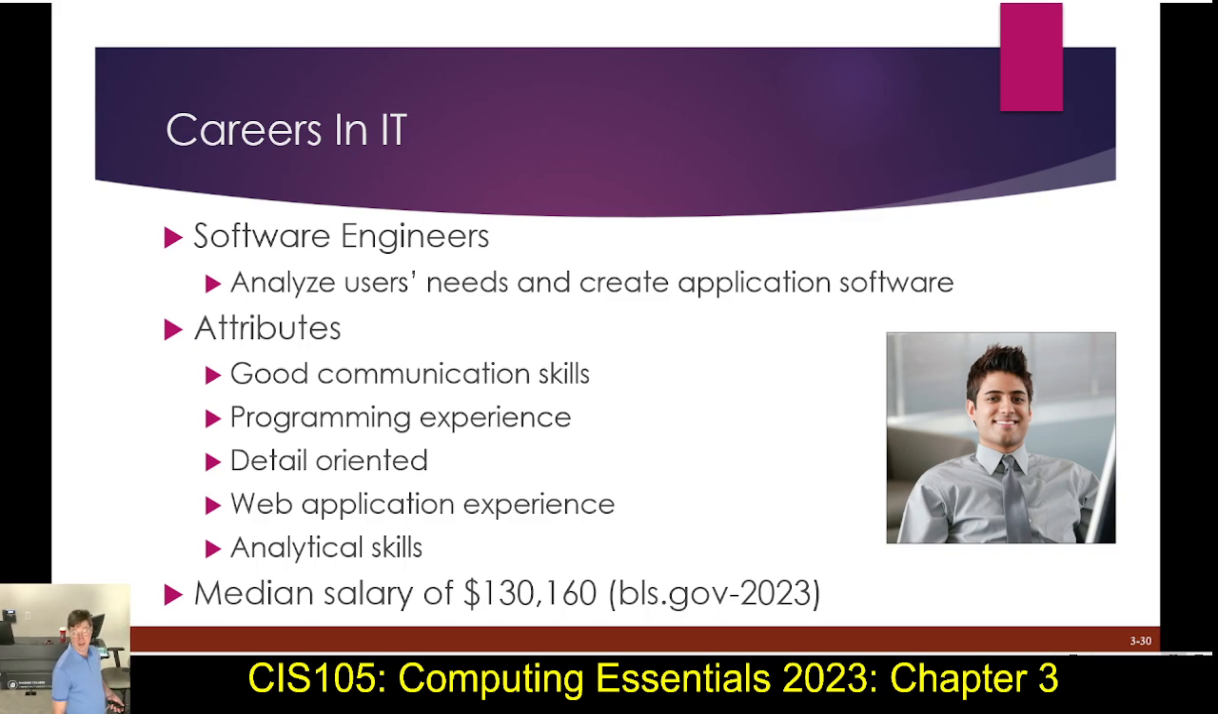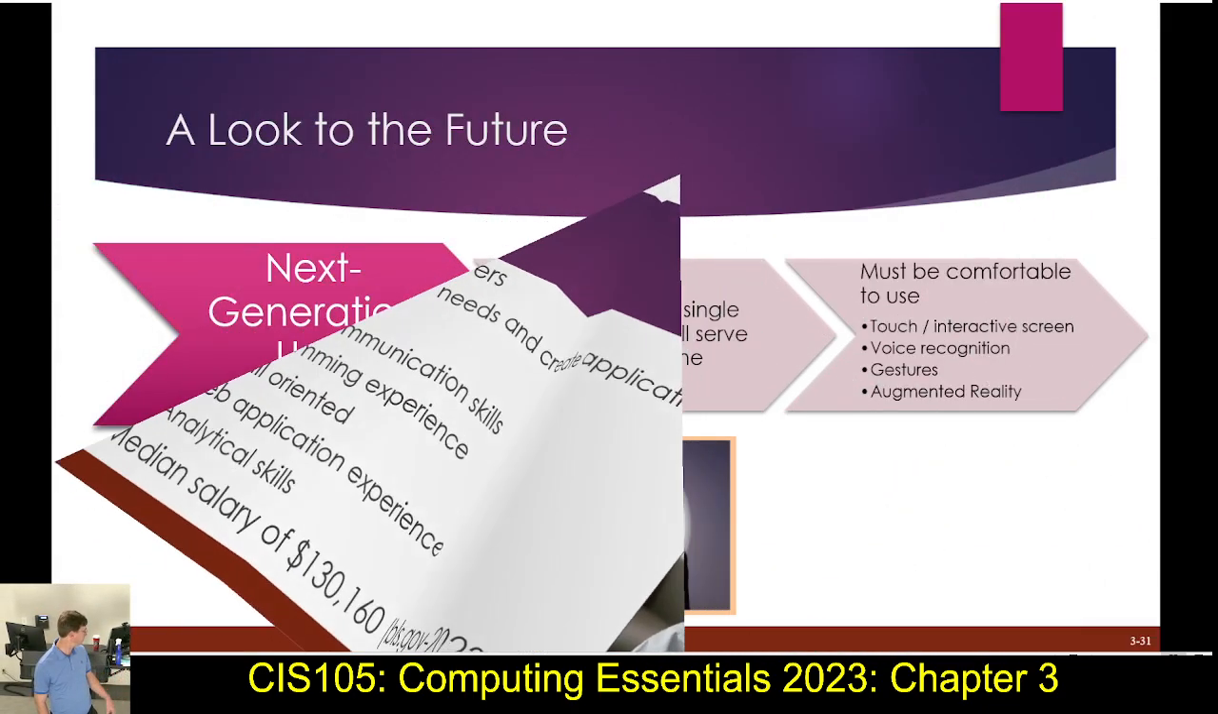You've got to be detail oriented, because you're going to find out in Chapter 13, I'm going to talk about things like syntax errors and stuff like that. Some kind of web application experience is needed. And last but not least, analytical skills. Staring at lines and lines of code is not the most glamorous thing in the world, but you do have to be detail-oriented and very analytical. And they make a lot of money. The median salary is $130,000, which means half the jobs pay more than that. So, stuff to think about, right?